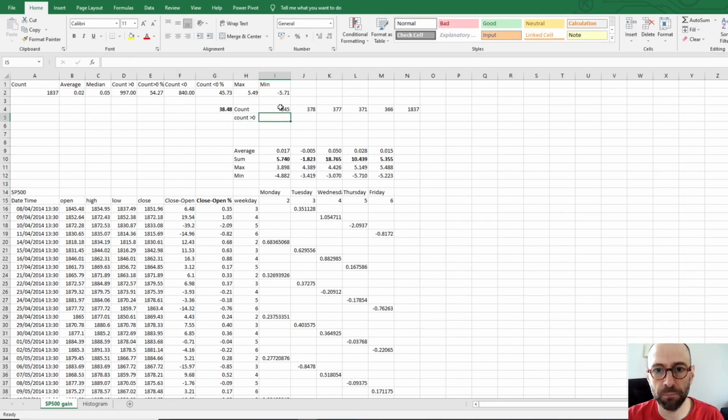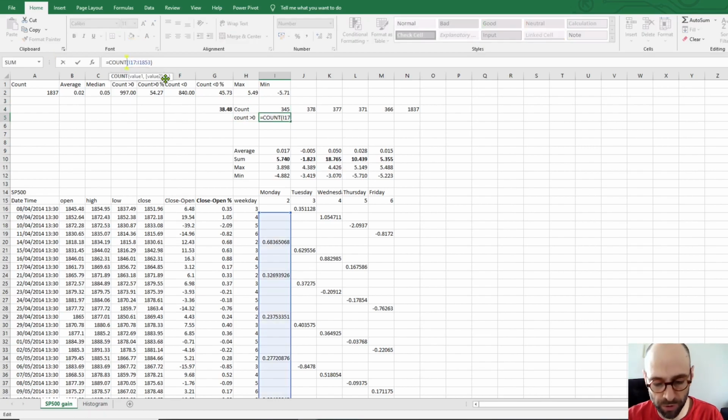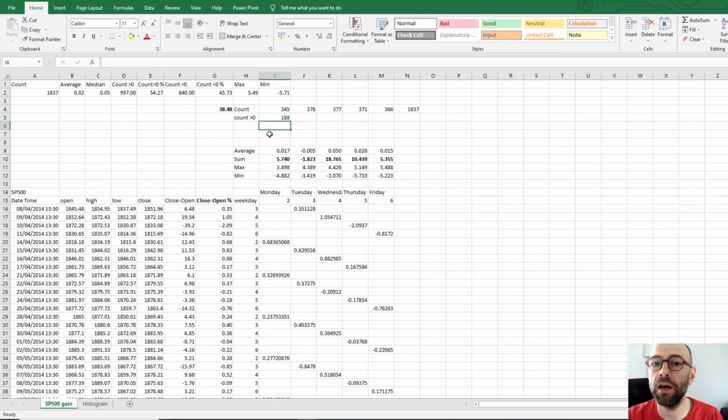Let's see what information we can see. So let's just count positives. We'll use the COUNTIF function: count if the value is greater than 0. Let's correct the range of this data. And we can see that 188 days, considering only Mondays, were up days. Let's do the same thing for the other days of the week.